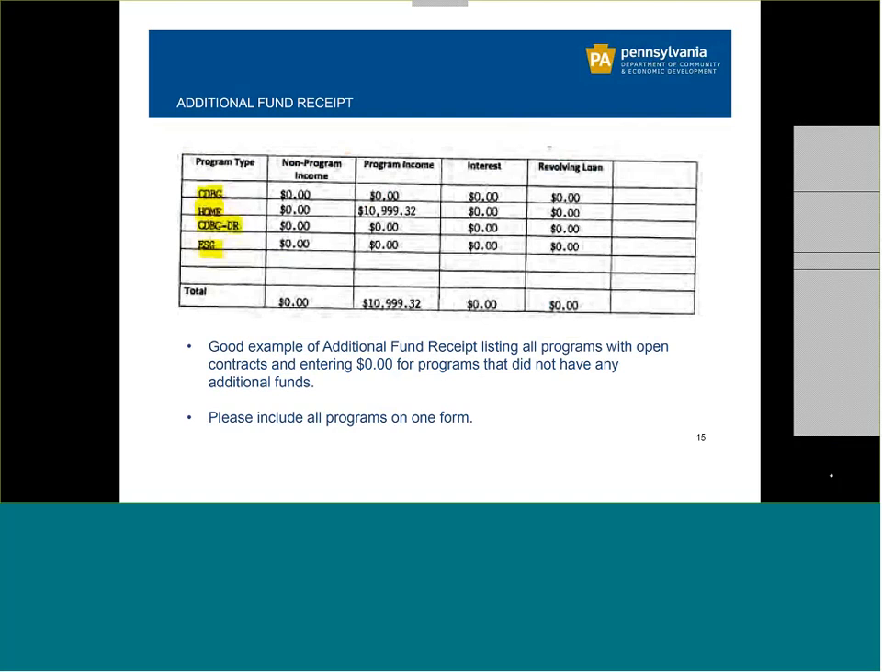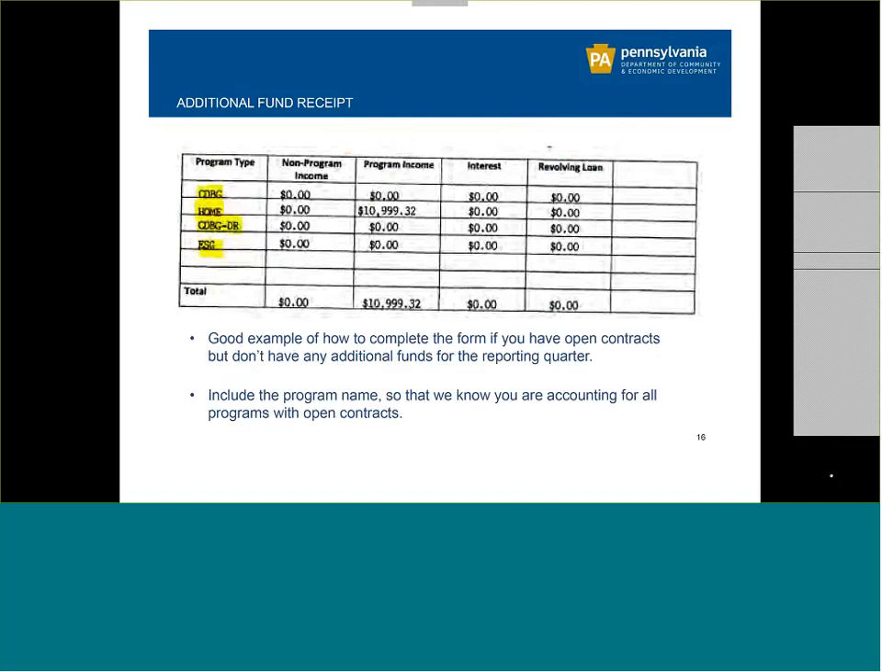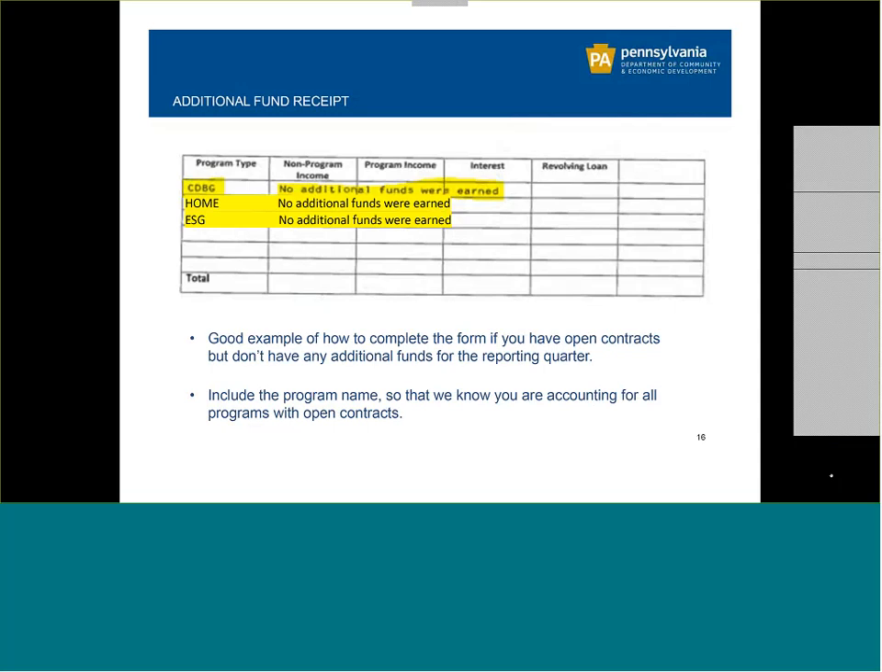Okay, here's a good example of an additional fund receipt, which lists all programs with open contracts where 0 was entered for the programs that did not have any additional funds. Please do include all the program names on one form.